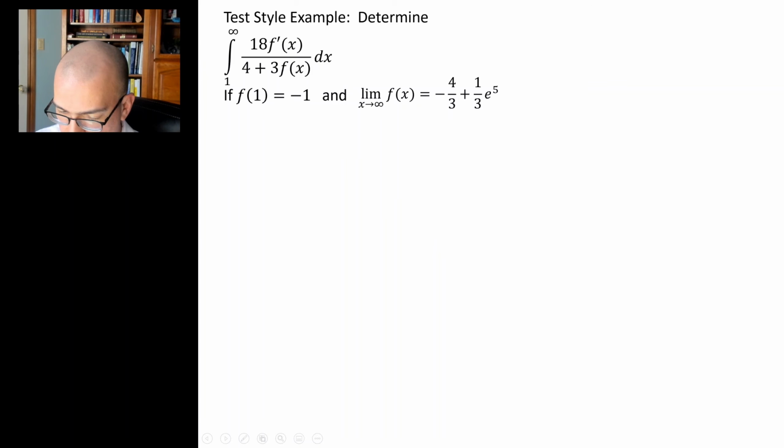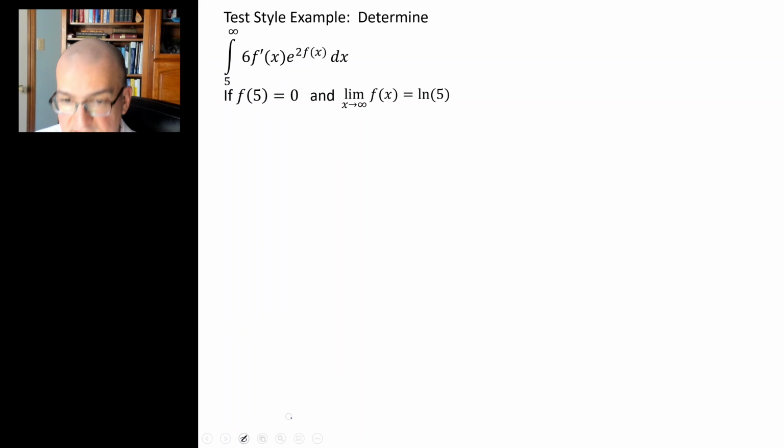Okay, and then some tougher examples, some test style examples, and I'll pause the video here.